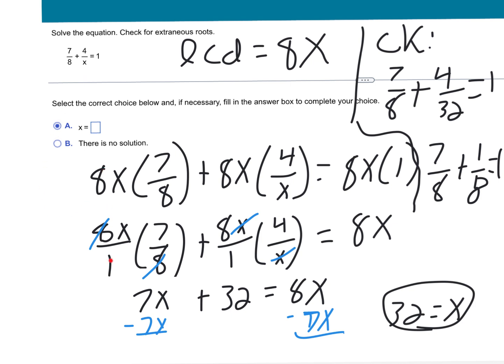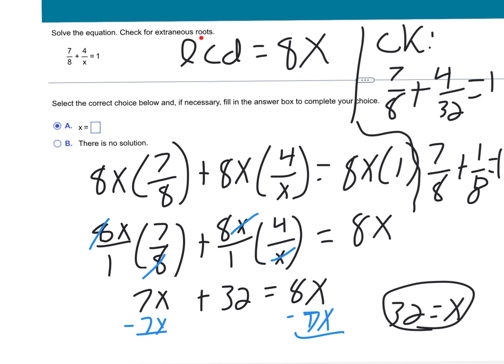So you can put the 8x over 1, you can mark out the common 8's, and that leaves you 7x. Here, put 8x over 1, mark out the common x's, and that leaves you 32. Then 8x times 1 is 8x. And I subtract 7x from each side, and I'm left with 32. If I subtract here, that's just plain old x, so x equals 32.